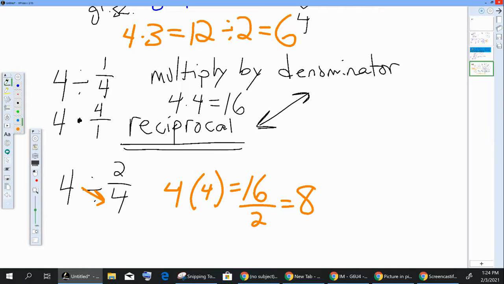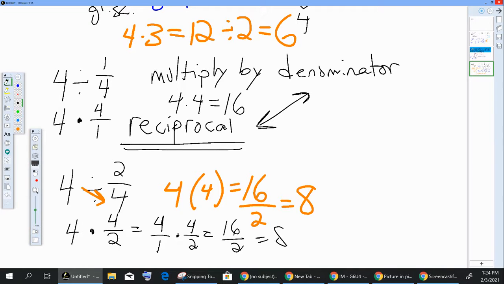And then I want to check that, so I'm trying to take that pattern and recognize it's the same thing as multiplying by the reciprocal. So 4 times 4 halves is the same thing as, like I would say, 4 over 1 times 4 over 2. Multiply straight across, you get 16 halves, which still equals 8.